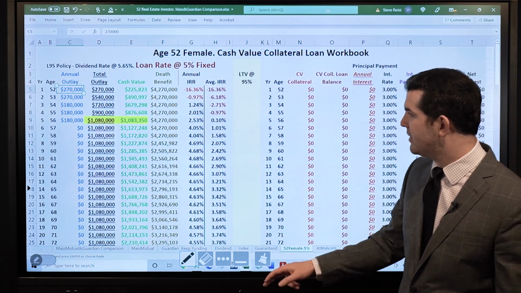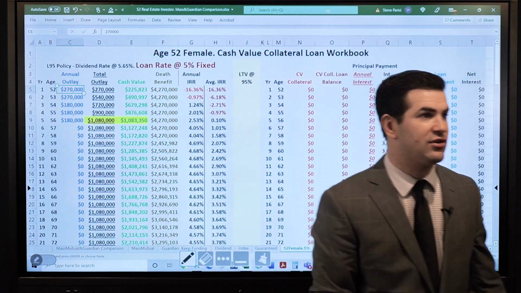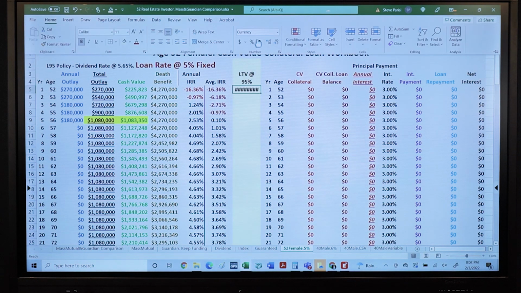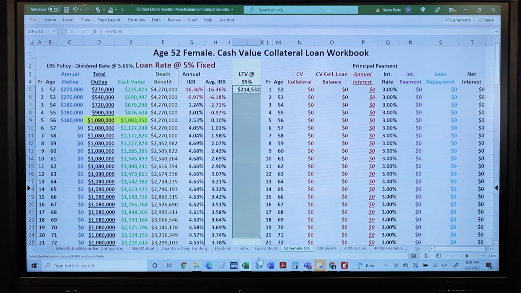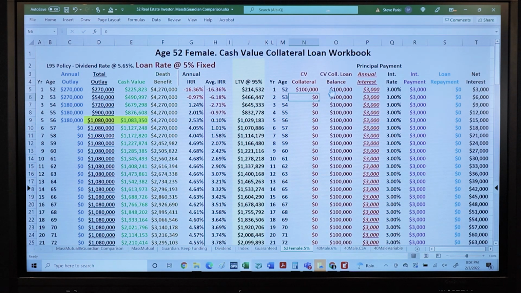She wants to take $1 million out. Year 5 in this example was $100,000 in year 1. Why don't we actually do what she did? $100,000. I'm sorry. First, let's do the loan to value ratio, which would be this times 0.95. There we go.